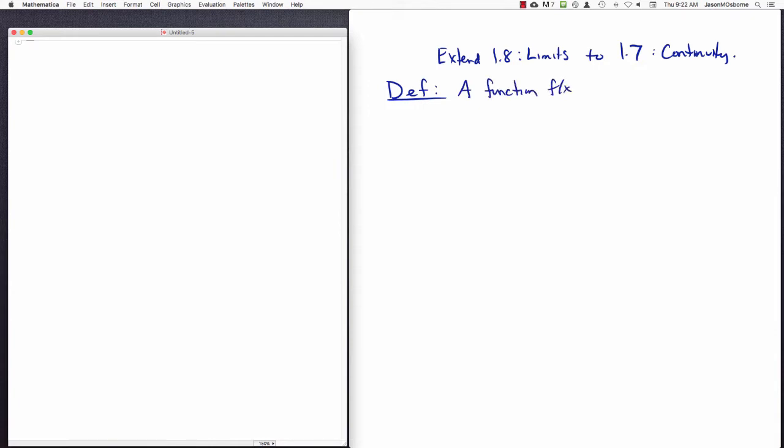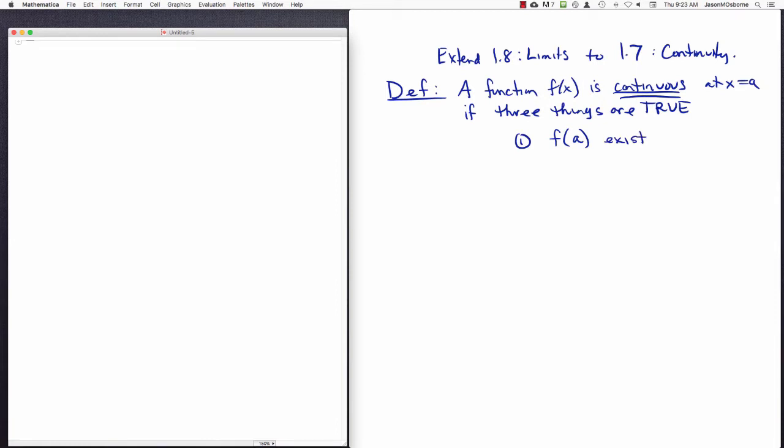f of x is continuous. This is the word I'm defining. Continuous at x equal to a if three things happen. If three things are true. The first thing that has to be true is that the function f of a has to exist. That means the function at a does exist. The function has to exist.